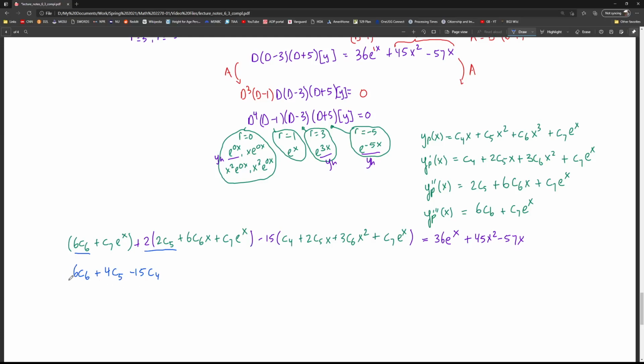Those are the constants. And then everything with e to the power x, we have plus c7 e to the power x, and then 2 times, so we have plus 2c7 e to the power x, and then minus 15c7 e to the power x.